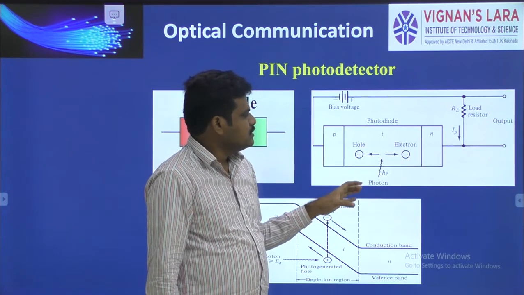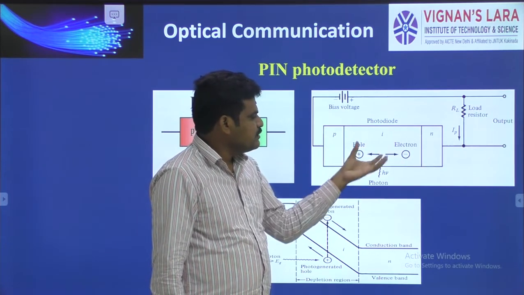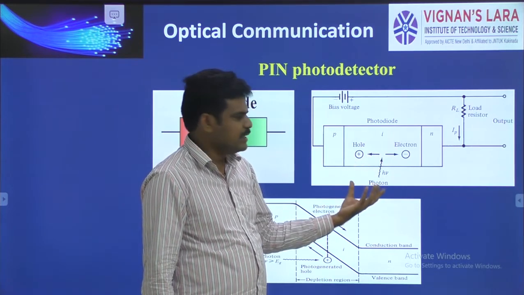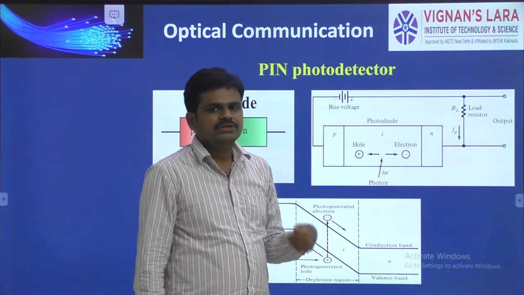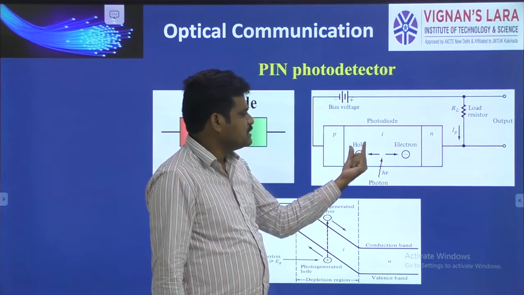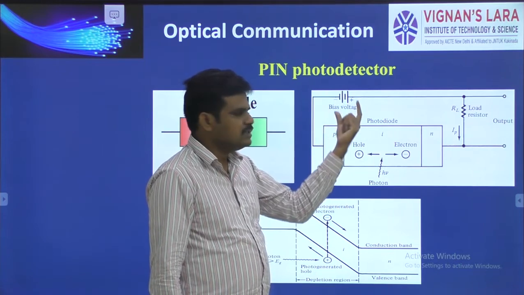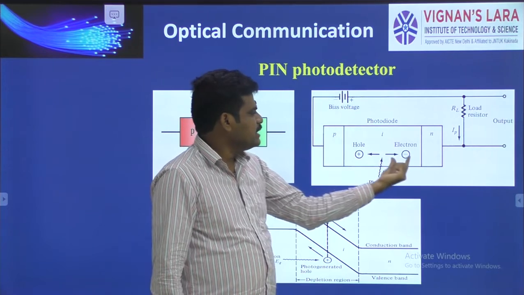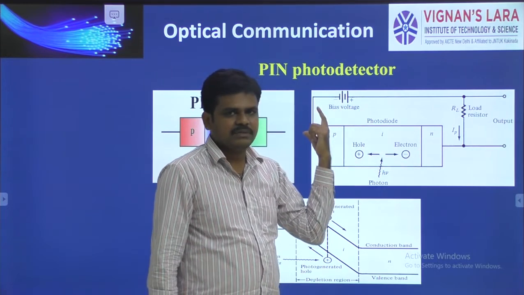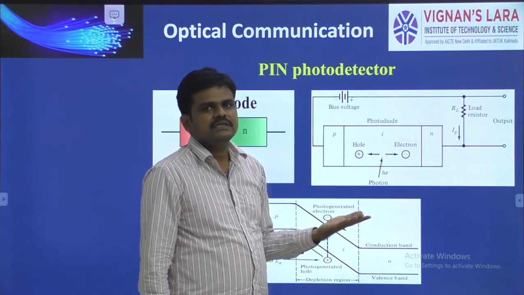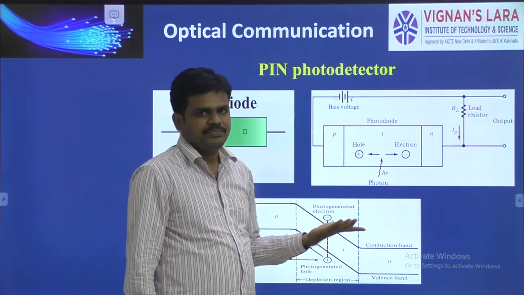Fine. So what you are doing when the external light energy is applied onto the intrinsic semiconductor is increasing the leakage current. How? Because the holes will be moving towards the negative terminal of the battery, and electrons will be moving towards the positive terminal of the battery, which creates electron flow, which increases the leakage current.